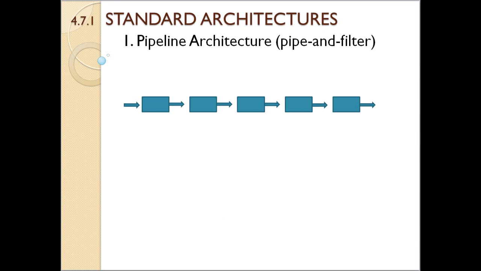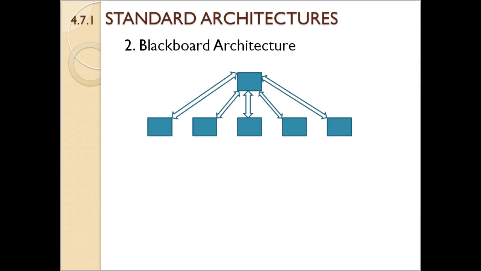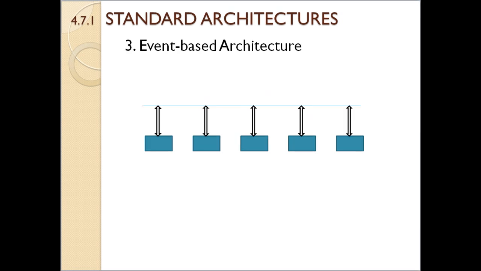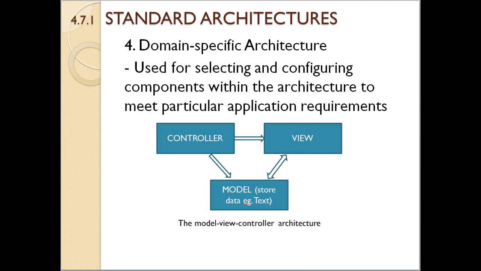Here are the standard architectures. Number 1 is the pipeline architecture, also called pipe and filter. Number 2 is the blackboard architecture. Number 3, event-based architecture. And number 4 is the domain-specific architecture, which is used for selecting and configuring components within the architecture to meet particular application requirements.